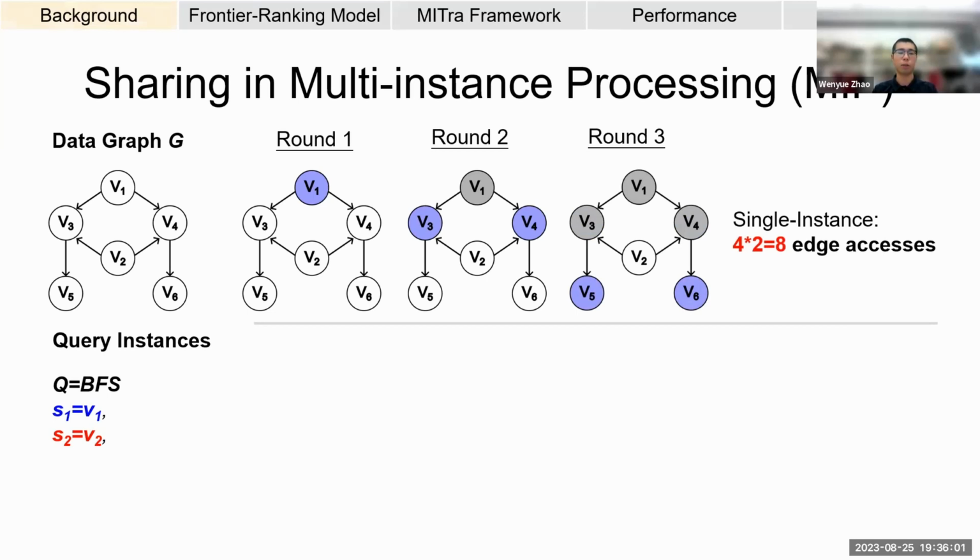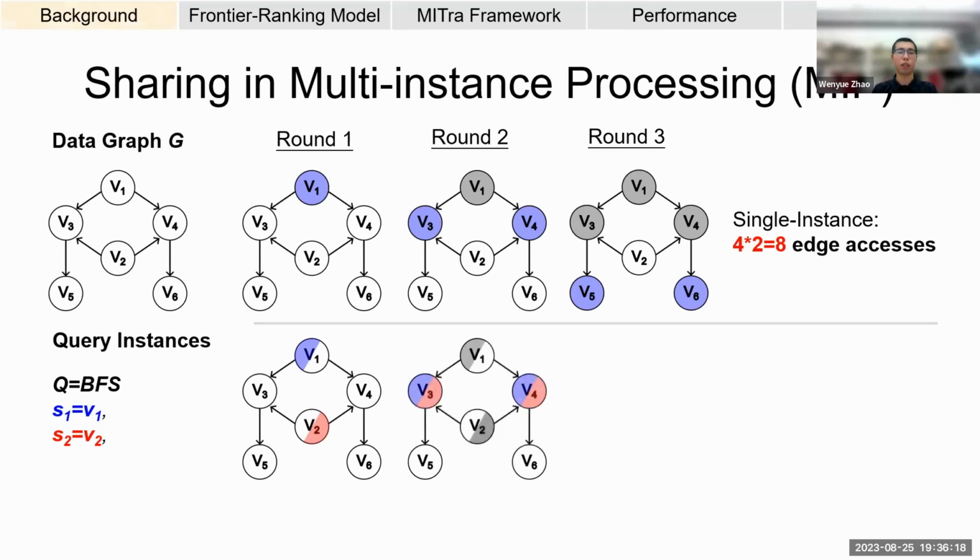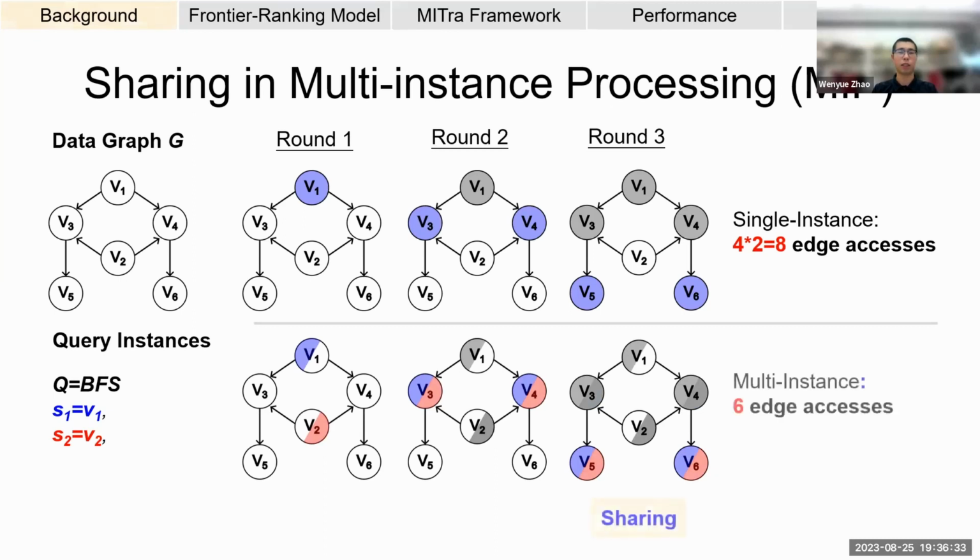Now we consider multi-instance processing. In round 1, we start from both instances, V1 and V2 together, traversing 4 edges to V3 and V4. In round 2, they both visit V3 and V4 and can share traversal for edge V3, V5 and edge V4, V6. In round 3, we stop. In this way, 2 redundant edge accesses are avoided, resulting in 6 edge accesses in total.